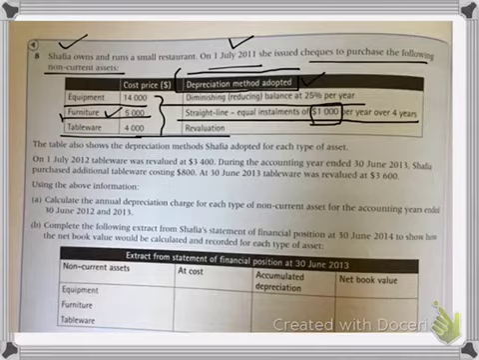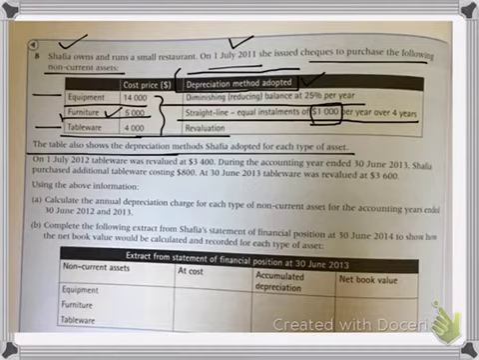So we'll just need to calculate depreciation for equipment as well as tableware. The table also shows the depreciation method, which is used to calculate the depreciation. On 1 July 2012, you can see that this was the information on 1 July 2011. Now after 1 year, tableware was revalued at 3,400. So after 1 year, this becomes your ending value, obviously.